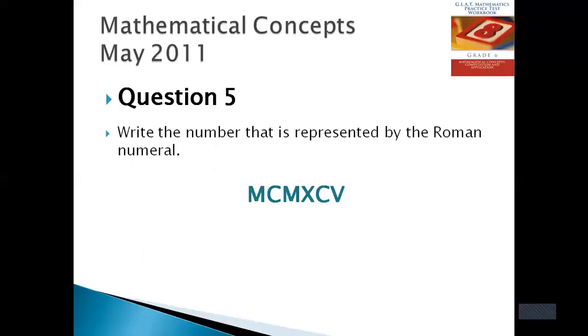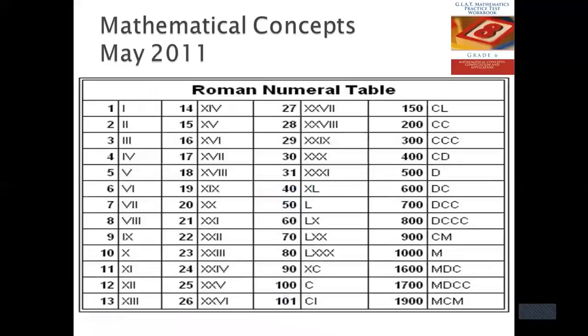Question 5 is all about Roman numerals. We're given a Roman numeral, and I'll read the question. It says, write the number that is represented by the Roman numeral MCMXCV. So we're given this Roman numeral, and we have to express it as a standard number. It would be helpful if we knew the value of each of these Roman numerals. Each Roman numeral represents a numerical amount. So let's look at this table.